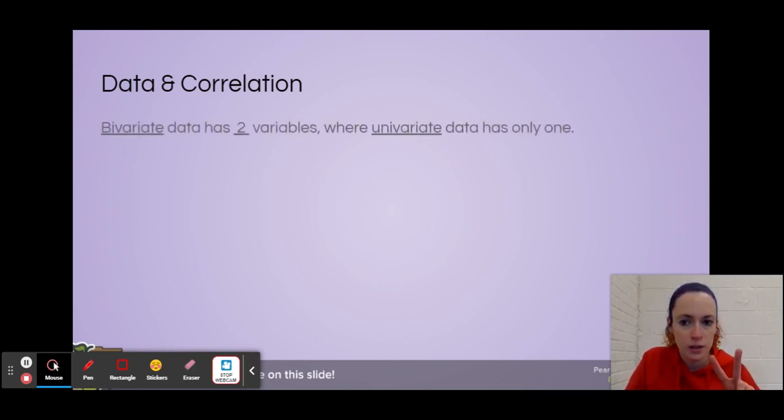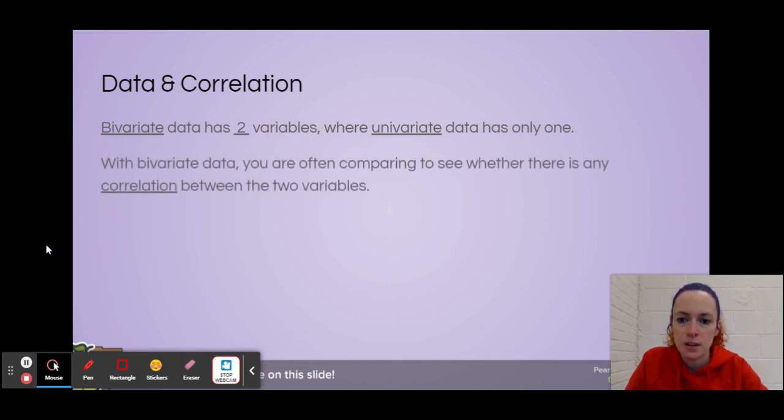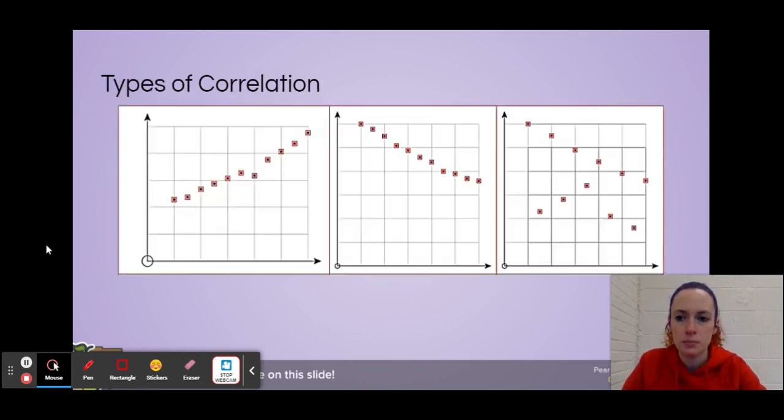Bivariate data has two variables, hence the prefix bi, whereas univariate data only has one variable. With bivariate data, you are often comparing to see whether there's any correlation between two variables. And that's what we're going to focus on first.